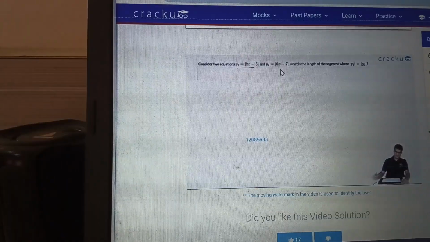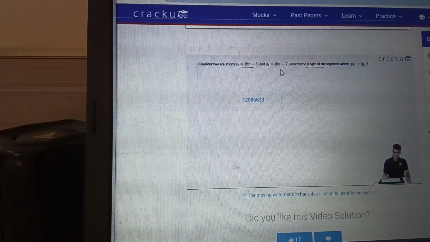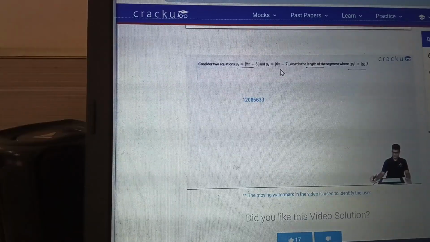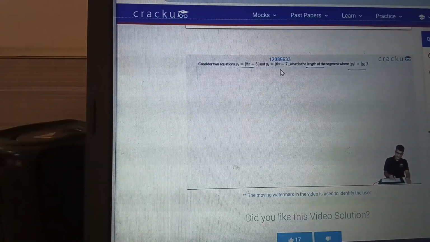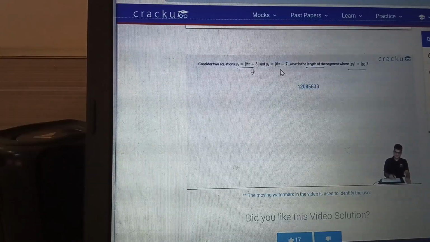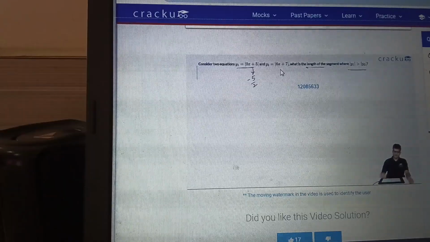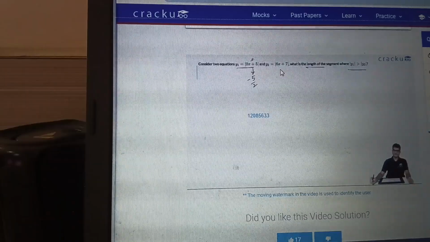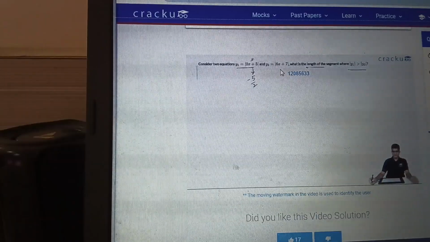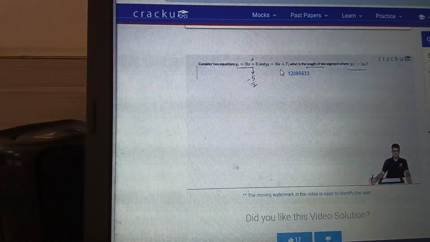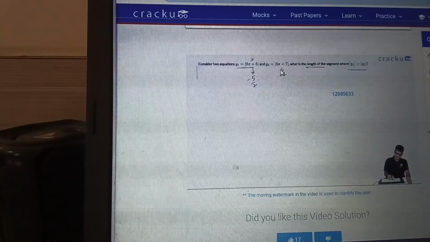We are given two equations, both of them involve modulus, and we are asked to calculate the length of the segment where the first equation is greater than the second one. If you're looking at both the modulus, the inflection point for the first one is minus 5 by 2. That is, whenever x is less than minus 5 by 2, the term inside the modulus will be negative, and when x is greater than minus 5 by 2, the expression inside the modulus will be positive. Similarly, for the second one, the inflection point is minus 7 by 6.